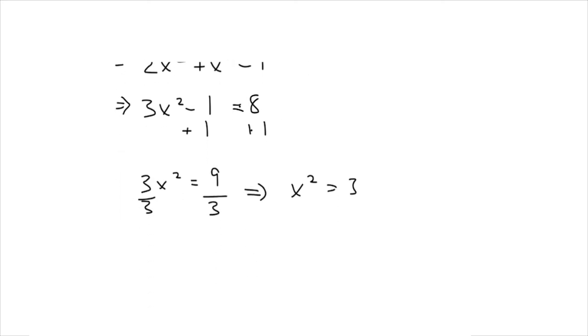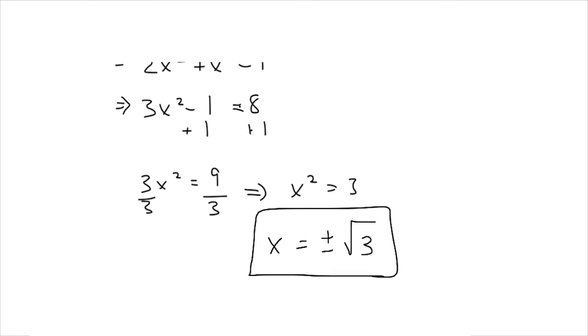If x squared is 3, what is x? x is plus or minus the square root of 3. So apparently it's at these two spots, at both plus and minus the square root of 3, that we have a tangent line that is parallel to the one described earlier.